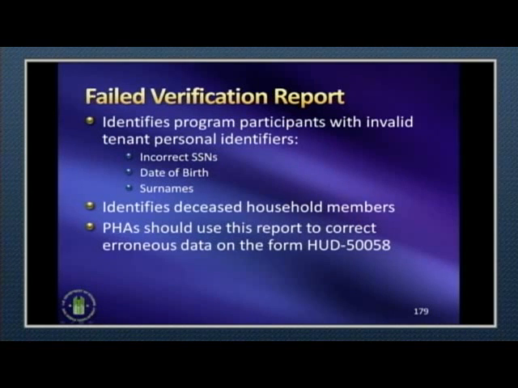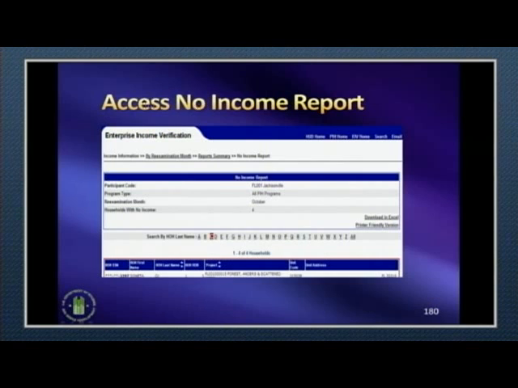And then I just want to point out that your failed verification report is very, very important in the context that it identifies program participants or tenants who have failed the SSA identity test due to an incorrect name, date of birth, or social security number. It also identifies anyone who's deceased. So you want to use this report to correct any erroneous information that's on your 50058.